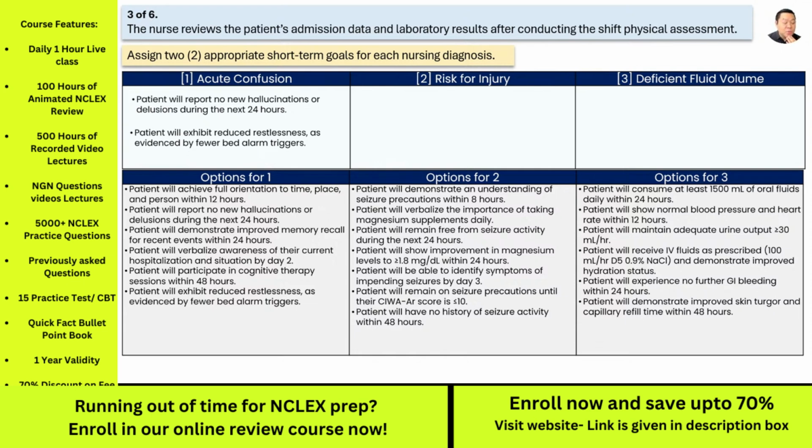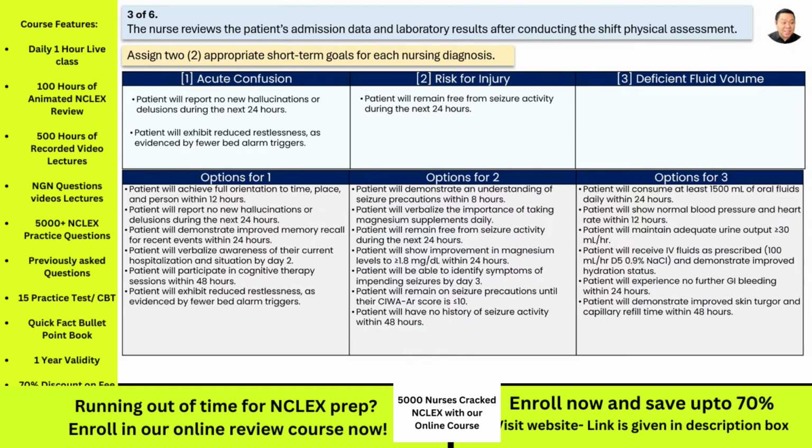Now, let's look into the next nursing diagnosis, risk for injury. The 2 short-term goals that you should select here would be patient will remain free from seizure activity during the next 24 hours. This is a priority goal because seizures are a very common and also dangerous complication of alcohol withdrawal. Preventing seizures in the first 24 hours is essential to ensure the patient's safety and also to avoid progression to delirium tremens.